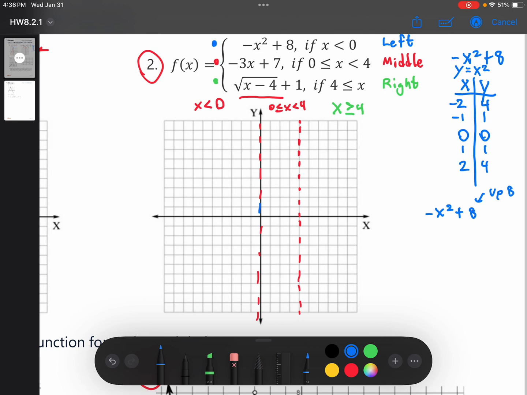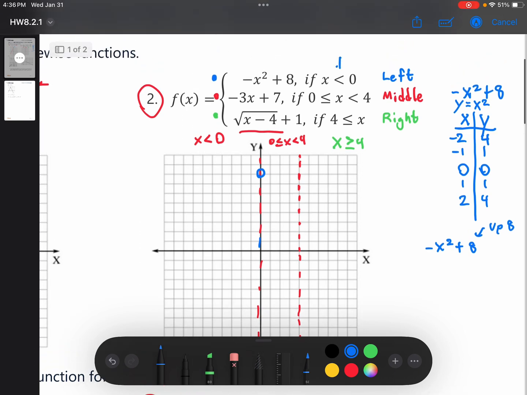All right, so I'm going to go from the origin up 8. And then notice that because the domain is not equal to 0, I'm going to draw an open dot. So now, remember that negative means you reflect over the x-axis. It's a reflection, so therefore I'm going to be going down.